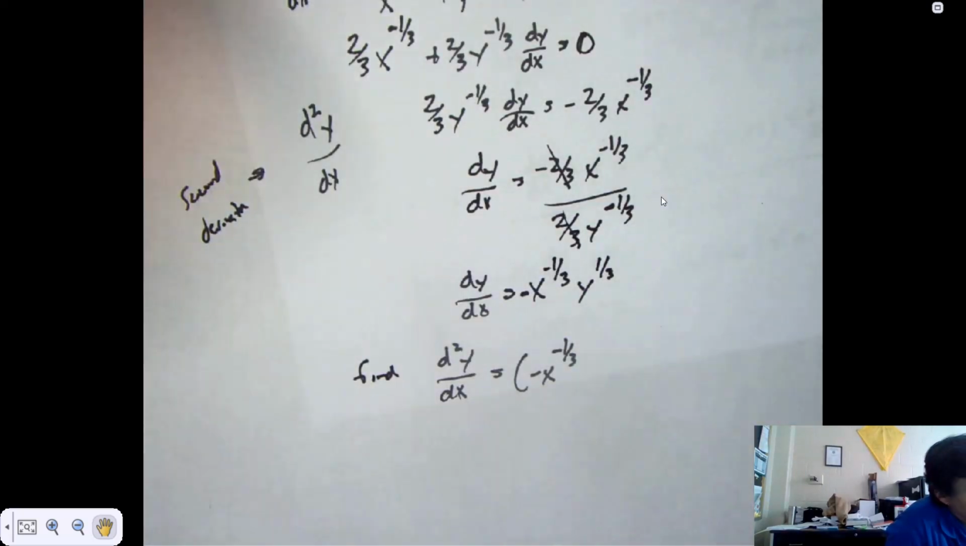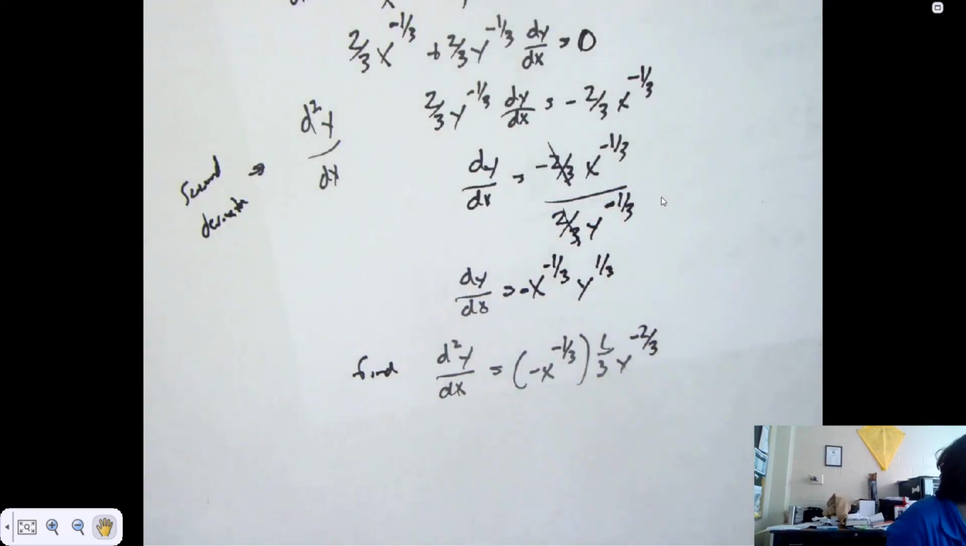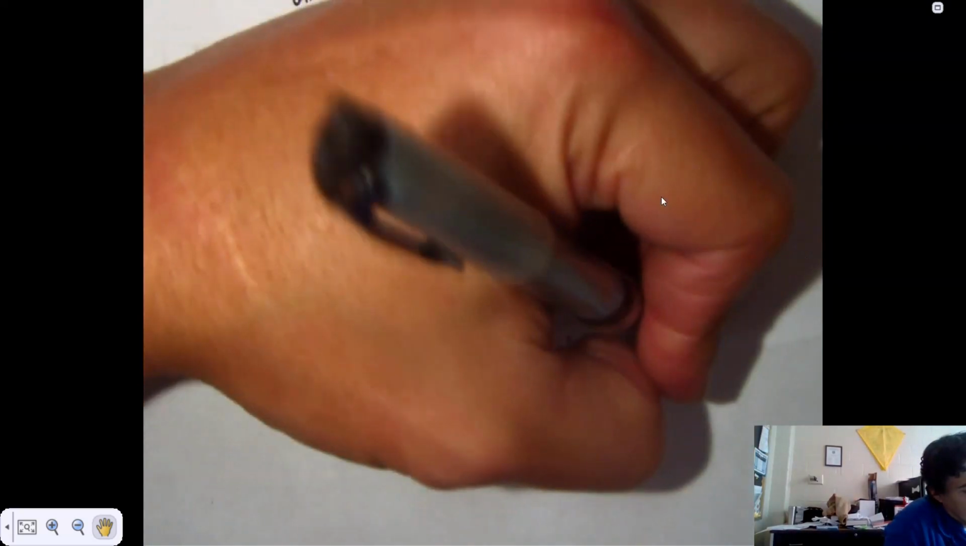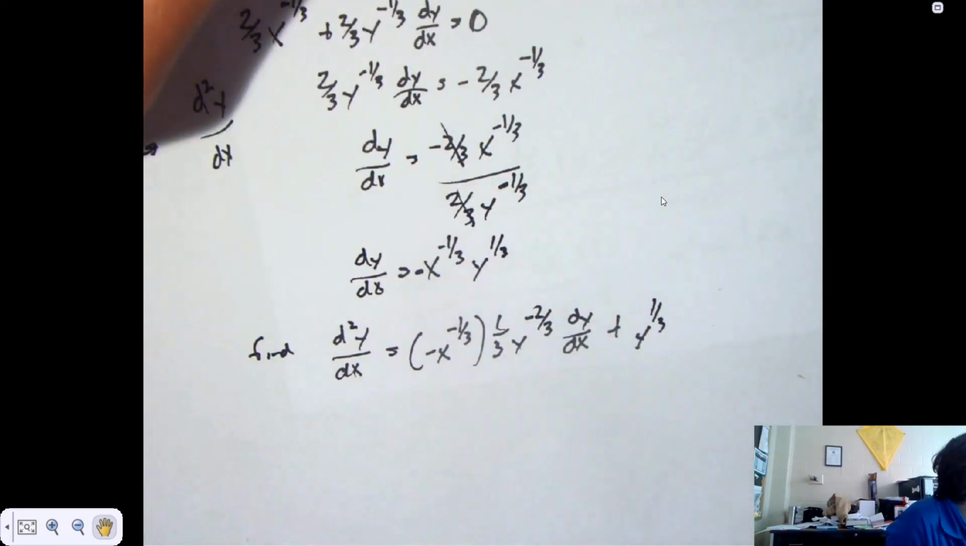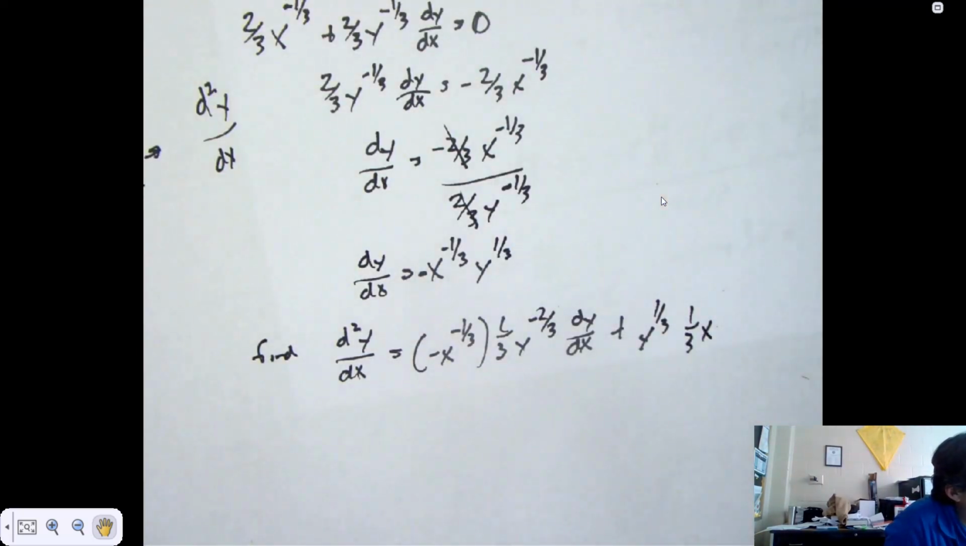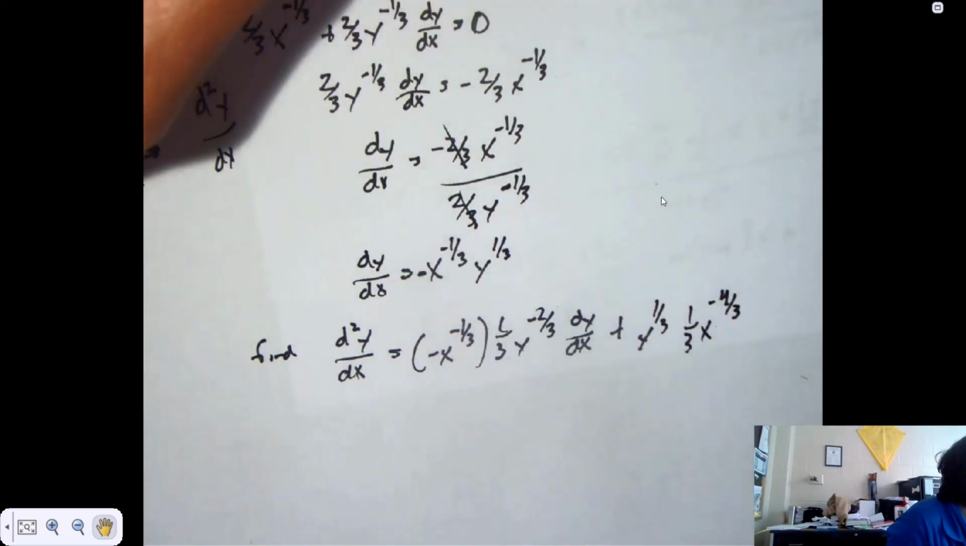All right, so we have the negative x to the negative 1/3. Now I'm going to take the derivative of y to the 1/3 power. 1/3 y to the negative 2/3, because I subtracted 1 from 1/3. And what else have I got to say? dy dx. Product rule has a plus sign in between them. Y to the 1/3, not taking its derivative, just writing it down. Derivative of the front: a negative times a negative is positive. 1/3 x to the negative 4/3 power. So I took one away from it.